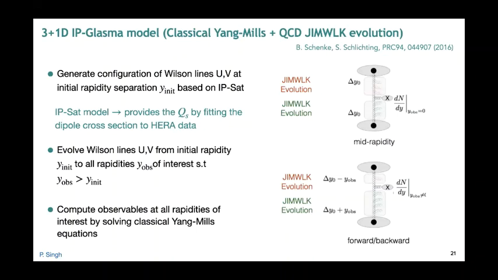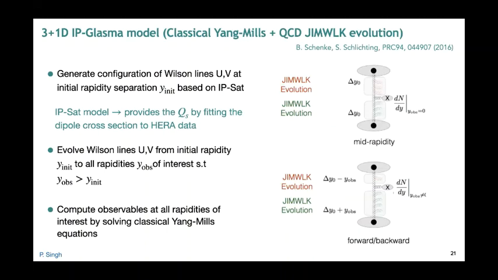So let me talk about the 3+1D IP-Glasma model nowadays. For the JIMWLK evolution, what is the starting value when you do the evolution? You always fix a value of x, and that is the point where your original Wilson lines are defined, and this will act as a starting point. It typically is energy dependent, right? Yes. Let's say 10 power minus 1 or 10 power minus 2, and then you go further down from there.